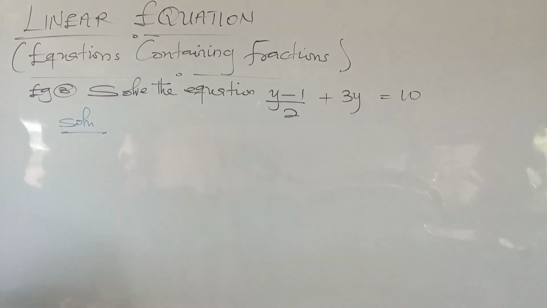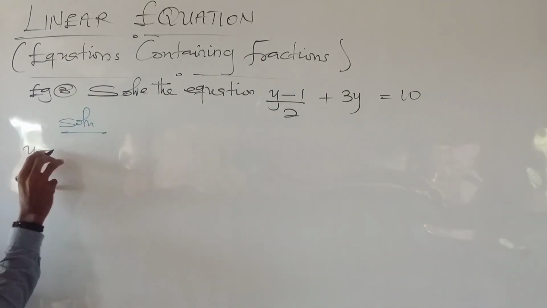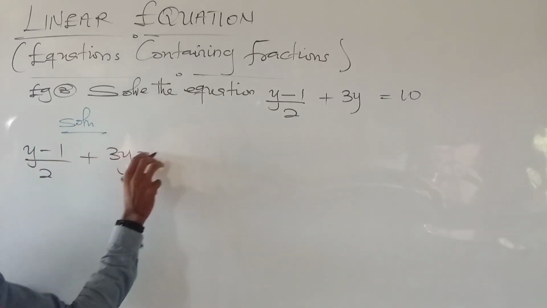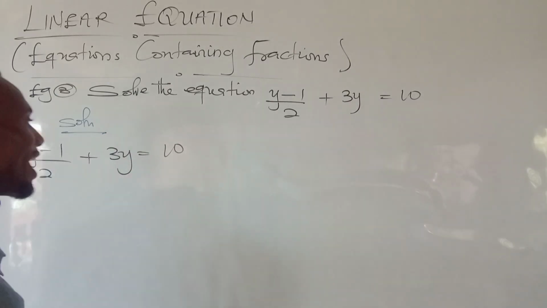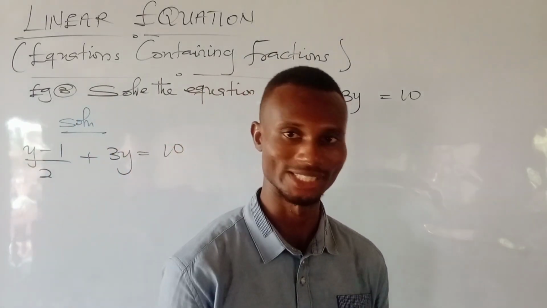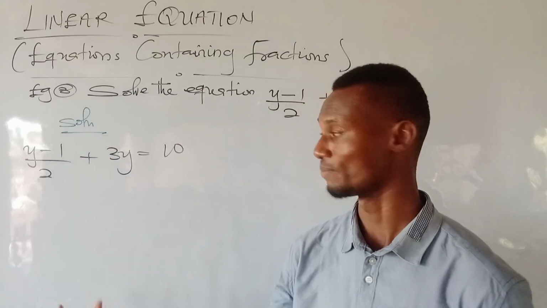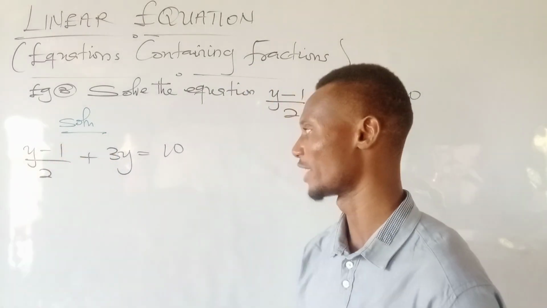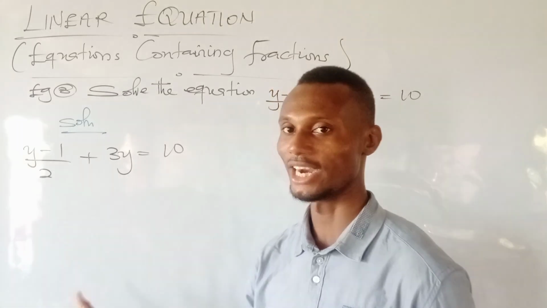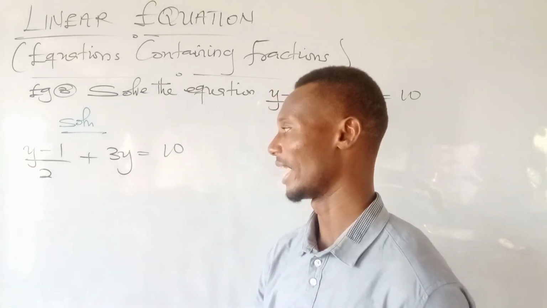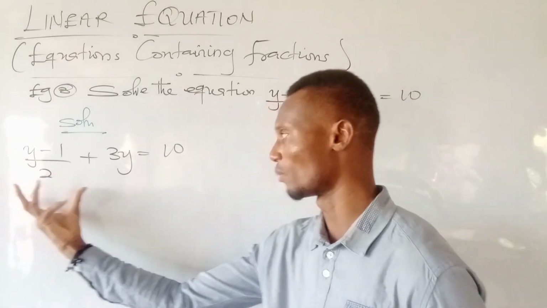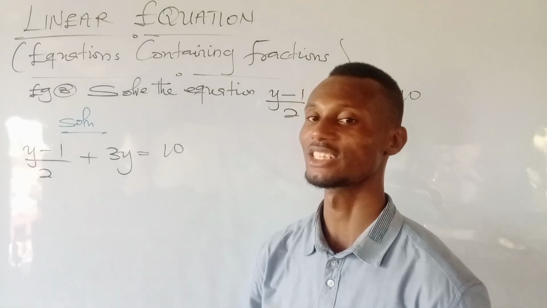So the question is (y minus 1) all over 2 plus 3y equals 10. We are solving for y in this equation, and because it contains a fraction, the first thing you have to do is multiply through by the LCM. We get the LCM by using the denominator, and the denominator here is 2, so the LCM is 2. You are going to multiply through the equation by the LCM, which is 2.